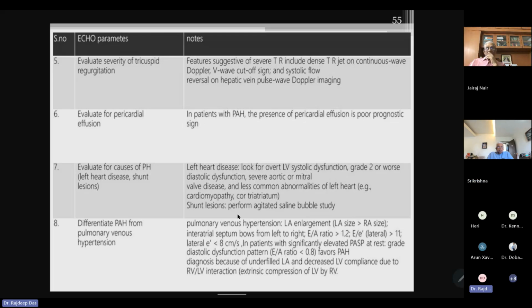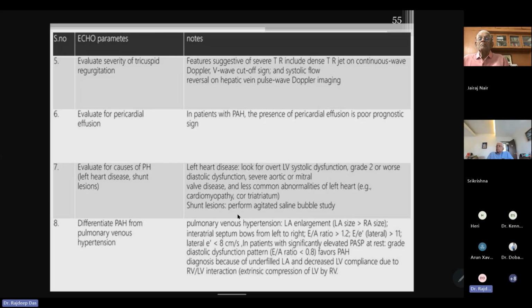The severity of the tricuspid regurgitation we can assess by echocardiography, by the TR jet in the continuous wave Doppler. We can evaluate the pericardial effusion associated with pulmonary hypertension, which is a poor prognostic sign. We can evaluate the cause of the pulmonary hypertension, any intracardiac shunt or extracardiac shunt, and any left heart disease we can assess.